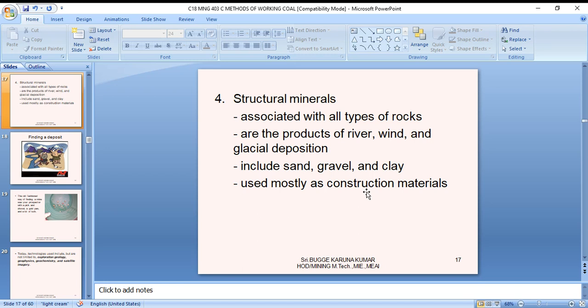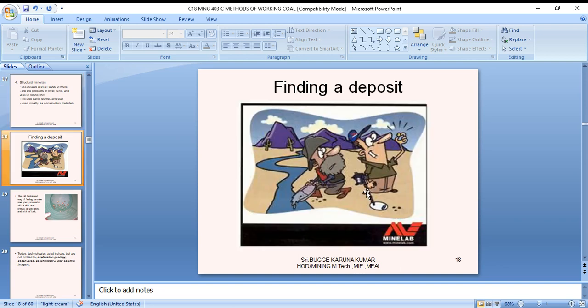Structural minerals associated with all types of rocks are the product of rivers, glacial deposits, sand, gravel, and clay, mostly used as construction materials. So the challenge is finding the deposit. That's the exploration part of the Geological Survey of India and the Survey of India, and also after the resource identification, proved purpose. Even the company that has taken leaseholds also needs to do detailed exploration.